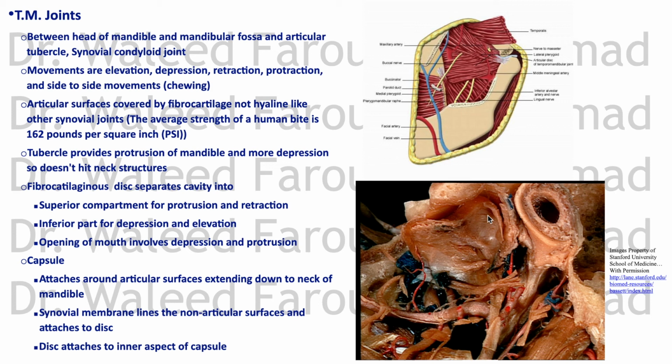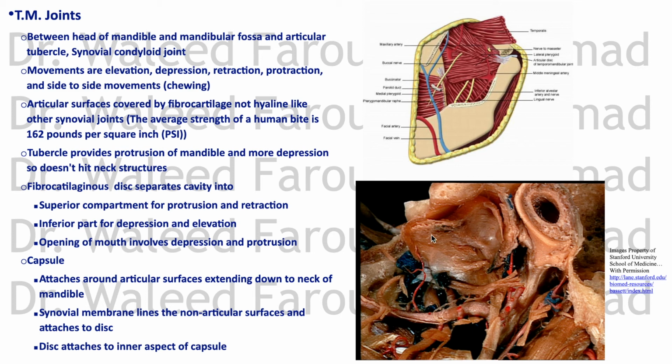When the head comes forwards, it means the jaw is opened at maximum, and it descends down and forwards to keep it away from neck structures. So when you open your mouth, you don't hit neck structures with your mandible. That's why it goes forwards with protraction. The opening of the mouth involves protrusion as well as depression of the mandible.